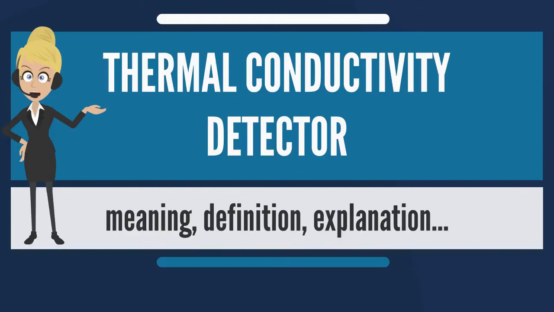Since most compounds have a thermal conductivity much less than that of the common carrier gases of helium or hydrogen, when an analyte elutes from the column the effluent thermal conductivity is reduced, and a detectable signal is produced.